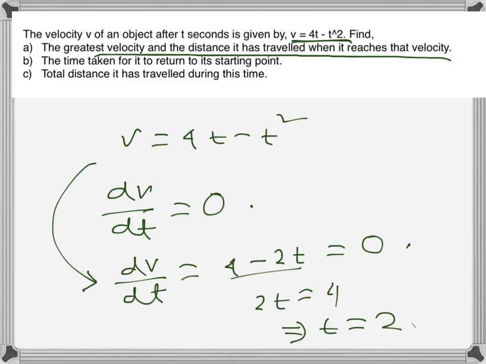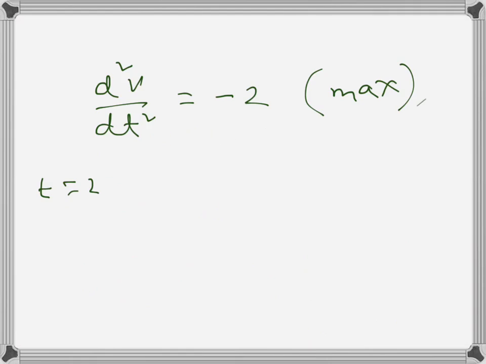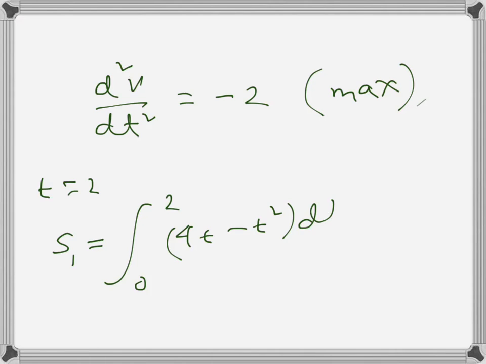We don't need to find the greatest value of velocity, but we need to find the distance it has traveled when it reaches that velocity. So we can just integrate velocity from t = 0 to 2 to find the distance traveled. Let's call that s1. So that will be the integral of 4t - t², so we can integrate that to find the distance traveled.